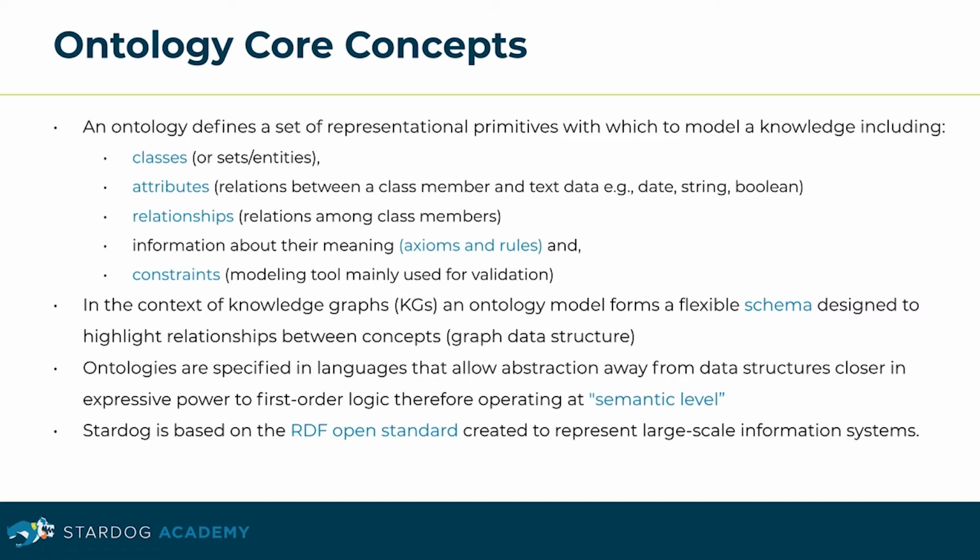In the context of knowledge graphs, an ontology model forms a flexible schema designed to highlight the relationships between the concepts, and we actually represent this as a graph data structure. Ontologies are specified in languages that allow abstraction away from data structures, closer in expressive power to first-order logic. Therefore, we say that they are operating at the semantic level. Stardog is based on the RDF open standard, the Resource Description Framework open standard, created to represent large-scale information systems.